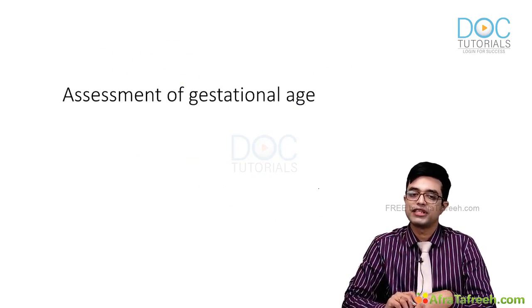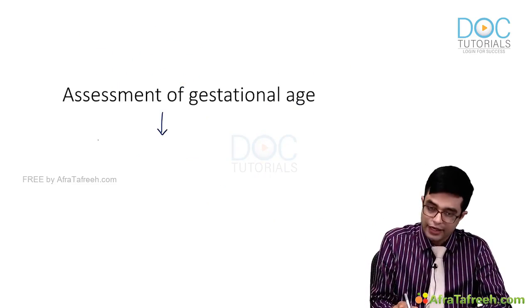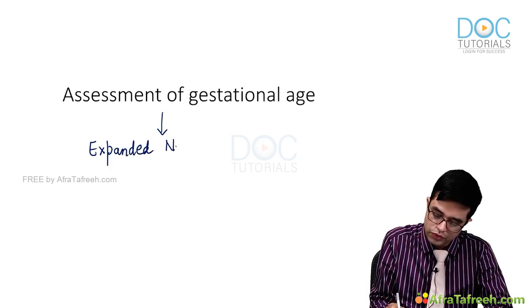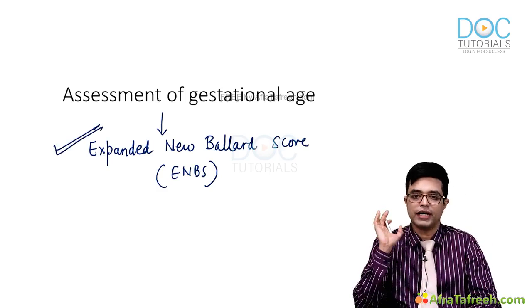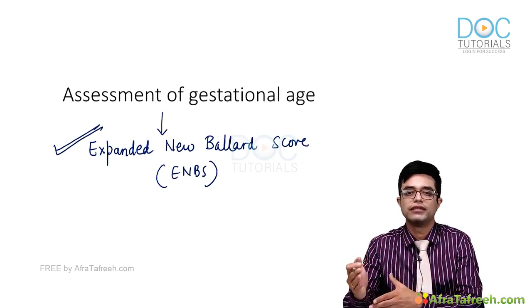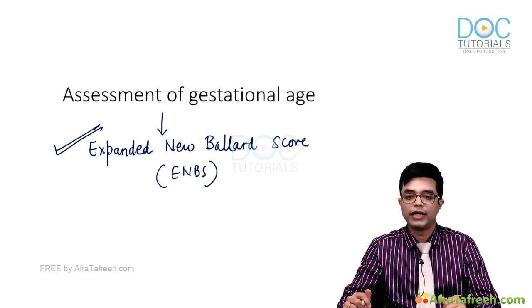And assessment of gestational age is done by a clinical method called the expanded new Ballard score. So what is the name of the method? Expanded new Ballard score. This is an AIIMS MCQ, already asked some years back. Which among the following is an assessment method for calculating gestational age clinically? What is expanded new Ballard score?